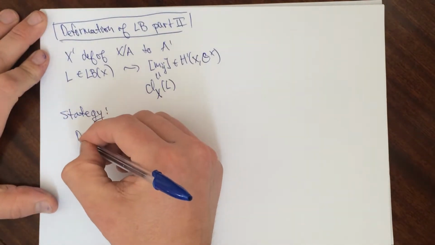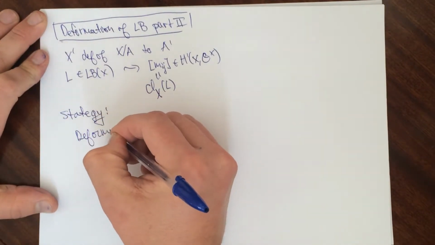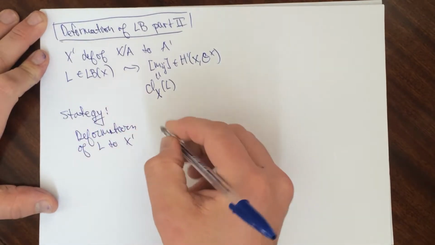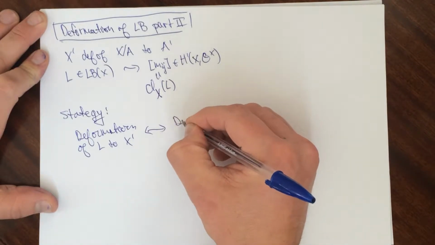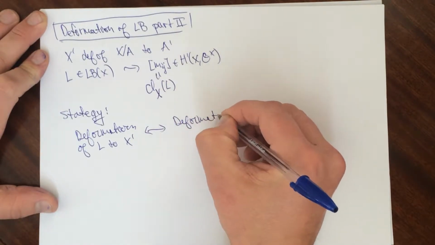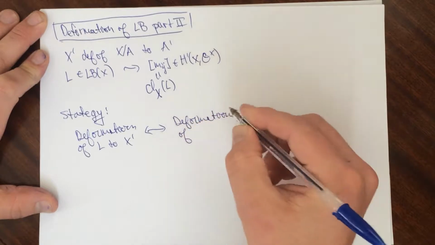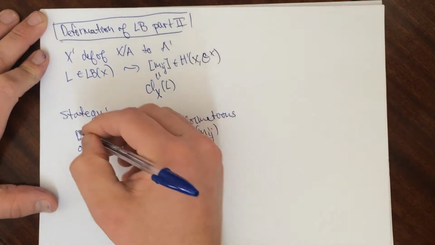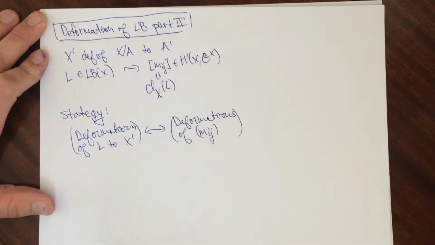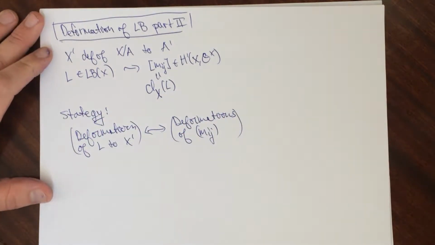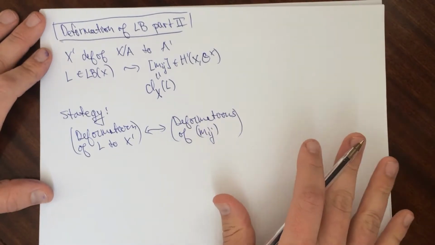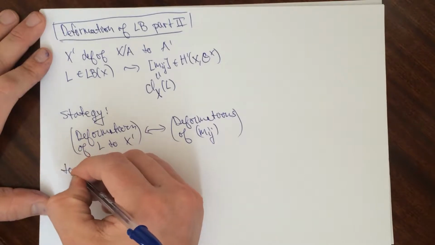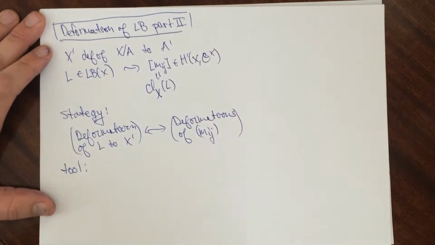is that deformations of L to X prime are going to correspond to deformations of the cocycle. That's the basic idea. So that's that. There's another tool. There's another tool that we're going to use. The tool is as follows.